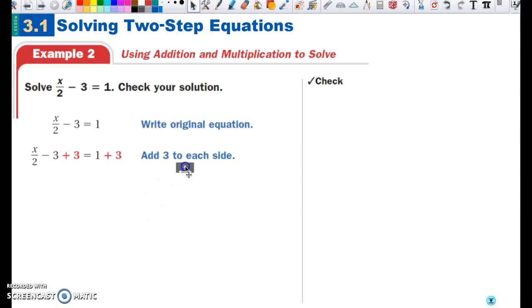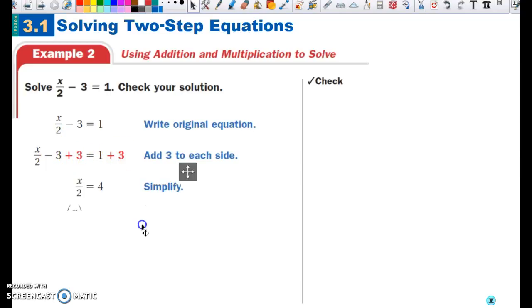Okay, so I have a little crosshair in there for some reason. That's okay. The negative 3 and the positive 3 cancel out. The 1 and the 3 come together to make 4. Now, I want to undo the division. I have x divided by 2. So to get rid of division, I must multiply by 2 on both sides of the equation. And that's going to get 2x over 2, which is 1x, and 2 times 4 on the right side is 8.